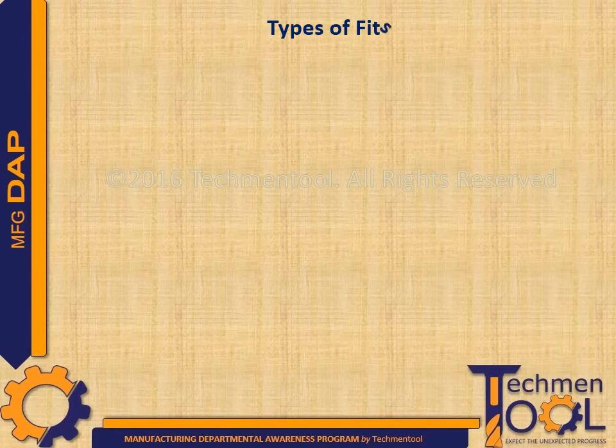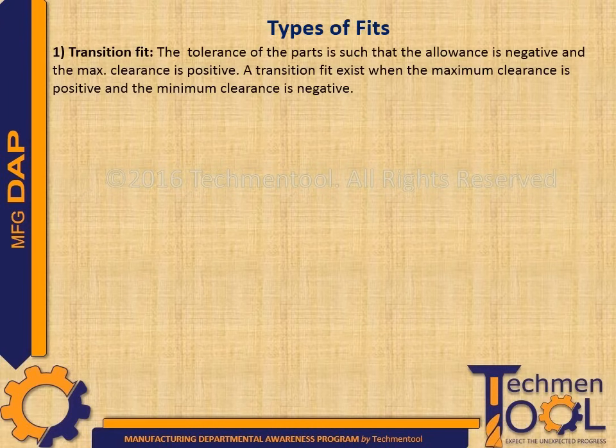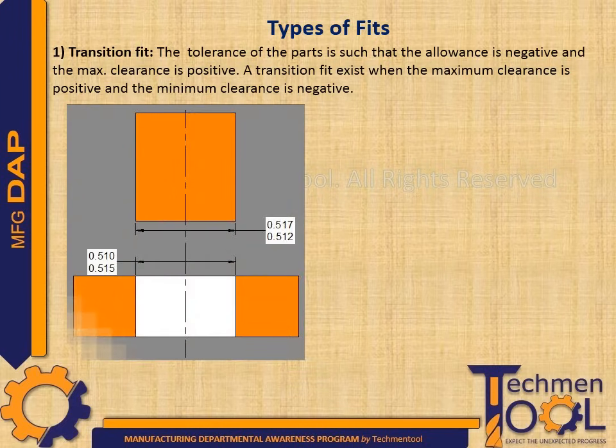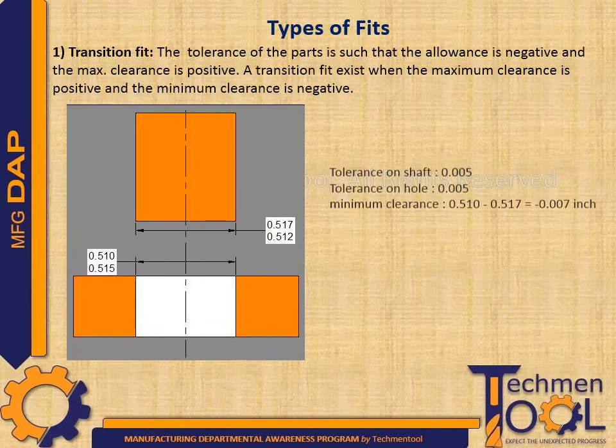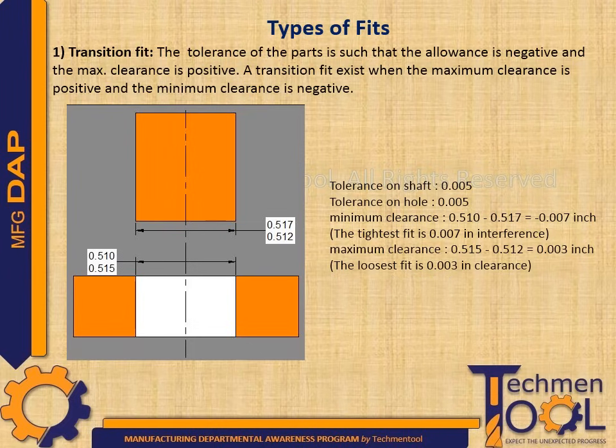Transition fit. The tolerance of the parts is such that the allowance is negative and the maximum clearance is positive. A transition fit exists when the maximum clearance is positive and minimum clearance is negative. In this example, the tolerance on the shaft is 0.005 and the tolerance on the hole is 0.005.